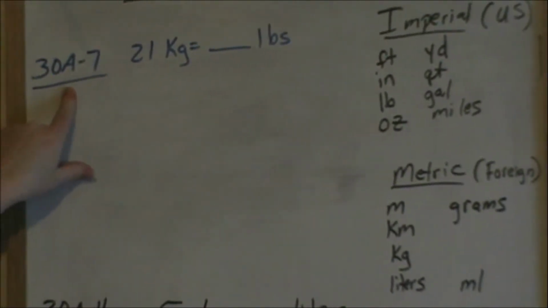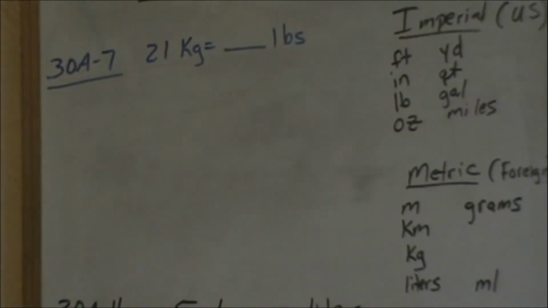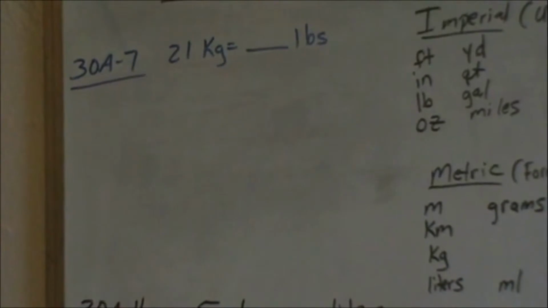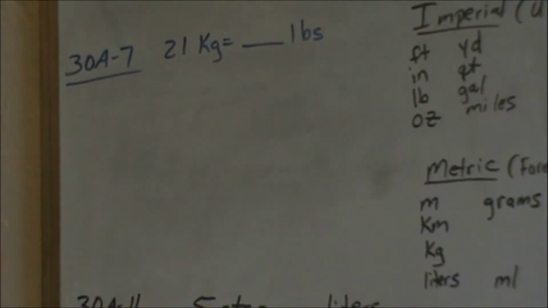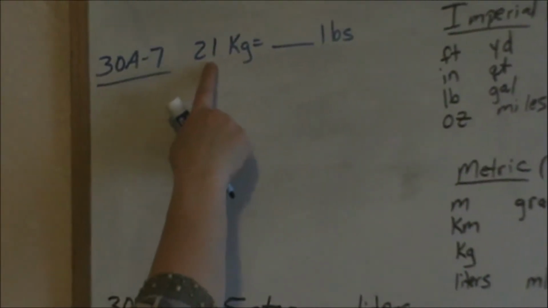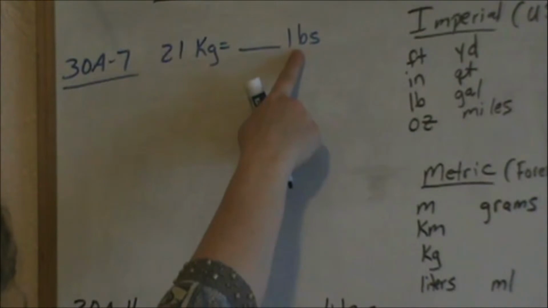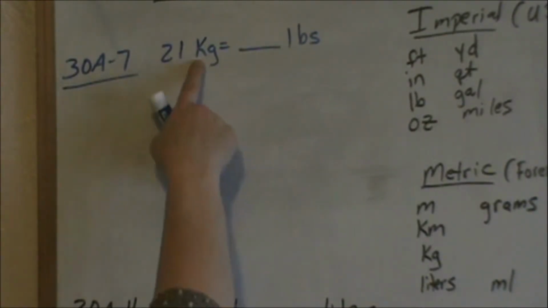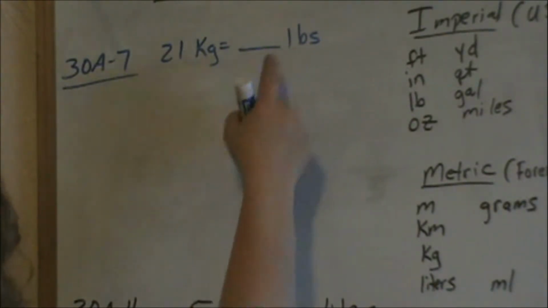Alright, so let's look at 30A, number 7. Just to stress again, this is very applicable. You can use it when you're traveling to other countries. 30A7, we want to go from 21 kilograms to pounds. If you go to another country and you go to the doctor, they're going to want to know how much you weigh in kilograms. We measure in pounds in the U.S.